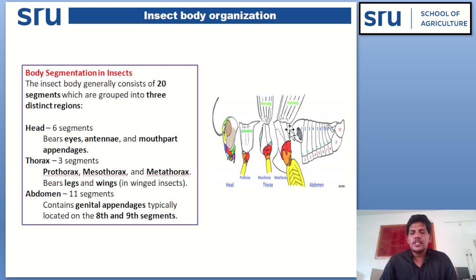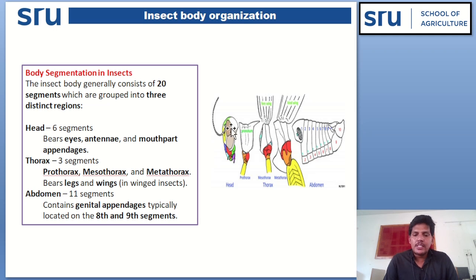Body segmentation in insects. The insect's body generally consists of a total of 20 segments, and these segments are grouped into three distinct regions: head region, thorax region and abdominal region. The head region consists of 6 segments, the thorax region of 3 segments and the abdominal region of 11 segments. So totally the insect body generally contains 20 segments.